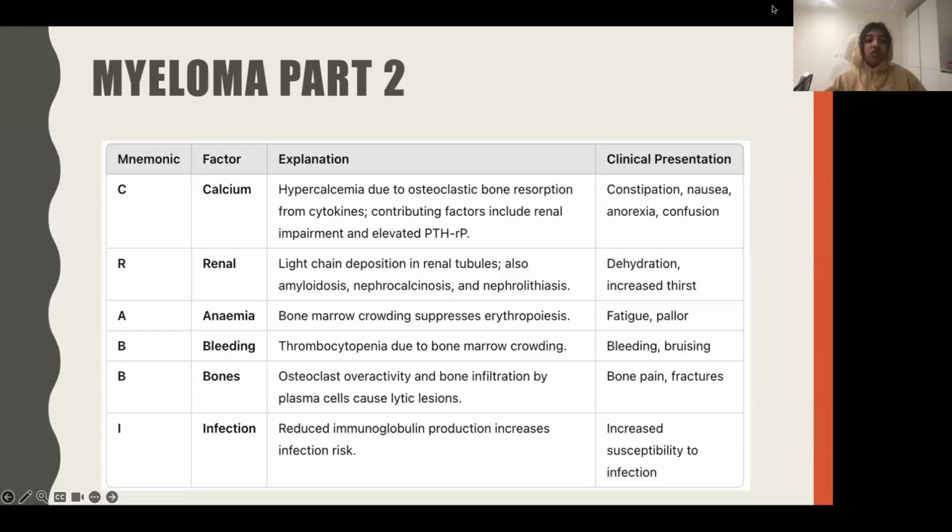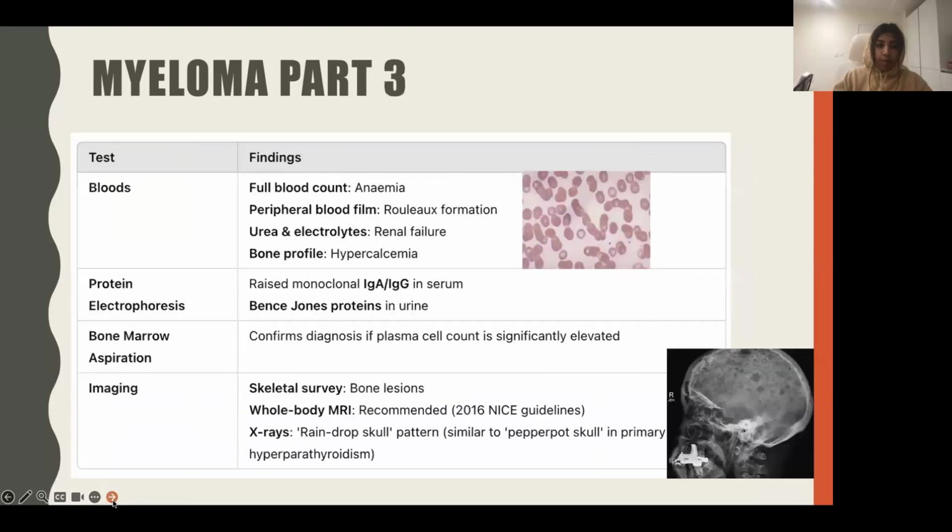B is for bones. Because your osteoclasts are overactive, your bone becomes weaker and you can get lytic lesions in your bones, pathological fractures and bone pain. So back pain is very common, and vertebral fracture is very common. I is infection. Because you have reduced immunoglobulin production, this increases your infection risk and you get increased susceptibility to infection.